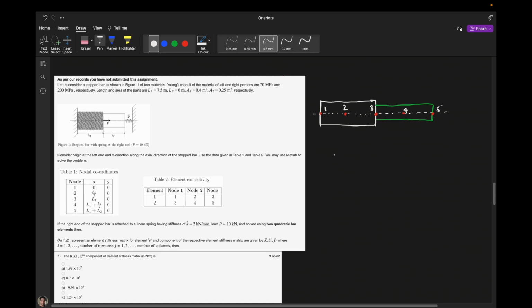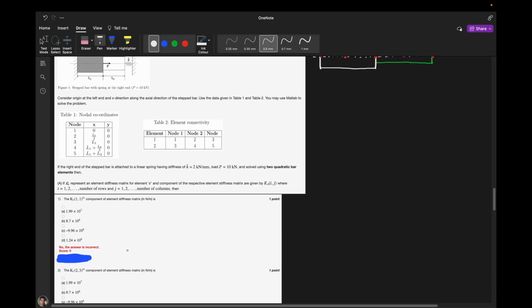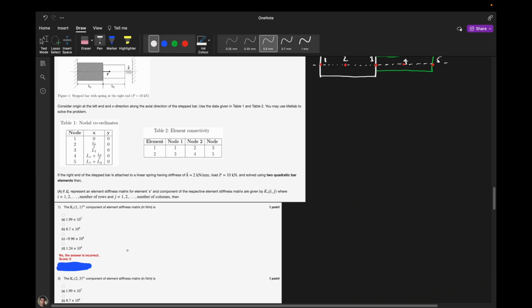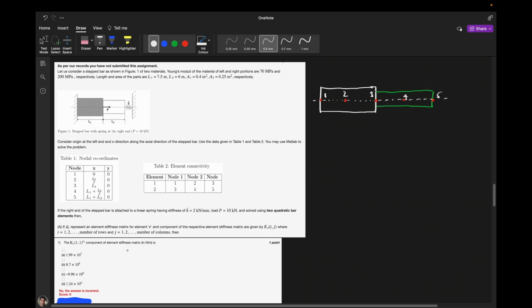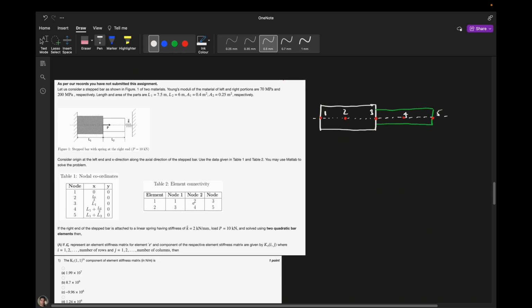Then we have to find the element stiffness matrix and the global stiffness matrix, then we will solve the problem.